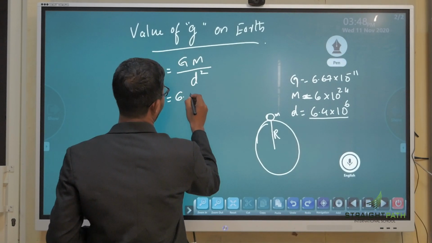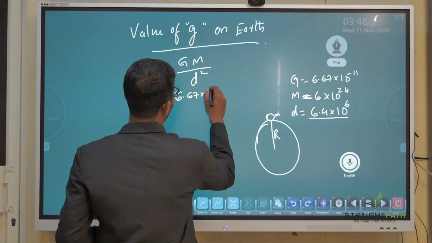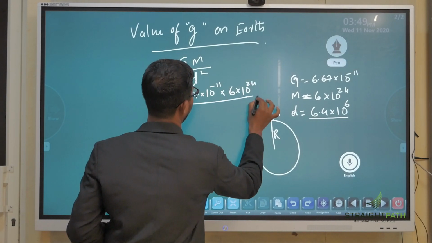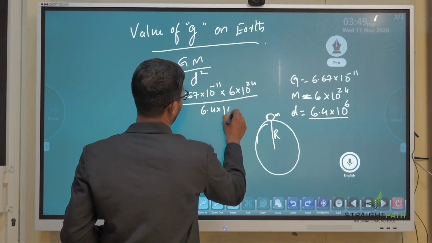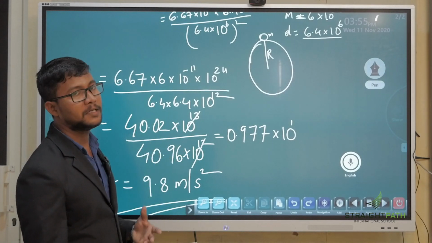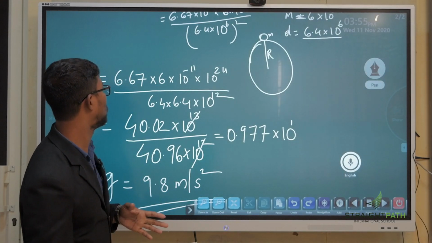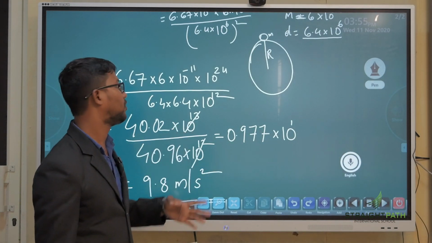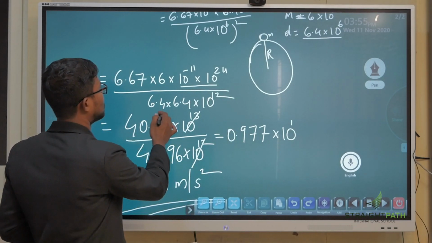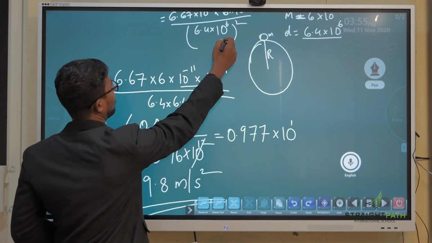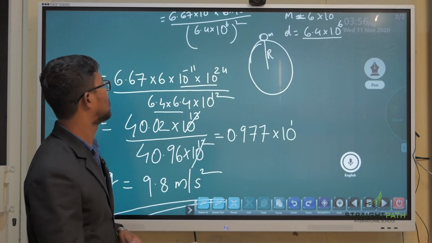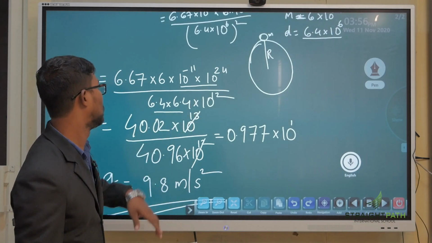g is 6.67 into 10 power minus 11 multiplied by 6 into 10 power 24 divided by 6.4 into 10 power 6 whole square. Okay, by substituting the values of G, M and d, we will get the answer. We get 6.67 into 6 into 10 power minus 11 into 10 power 24. All the powers of 10 I have written on one side and all the other digits on the other side. Then 6.4 is multiplied two times because it is 6.4 into 10 power 6 whole square, so you have to multiply two times. Then 10 power 6 whole square will be 10 power 12 according to the exponent law.